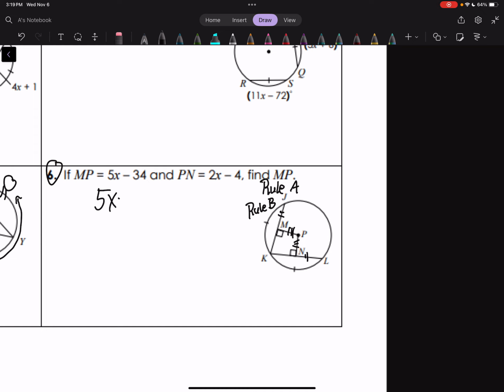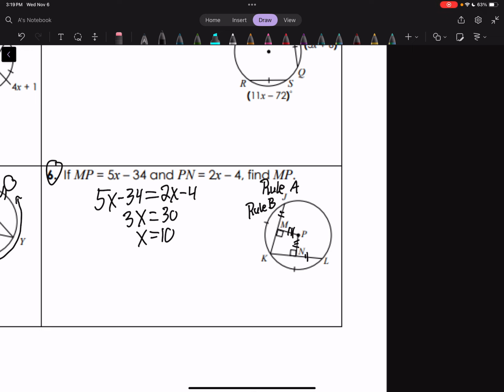5x minus 34 is equal to 2x minus 4. You can plug this in Desmos. Instead of equal, put minus parenthesis. But in solving, I'm going to get 3x is equal to 30, so x is equal to 10. I am asked to find MP. Now, I can just plug 10 into MP, but notice that MP and PN are the same amount.